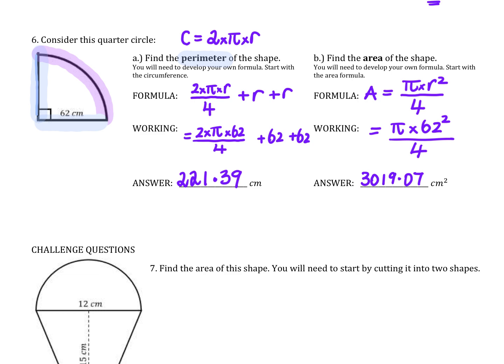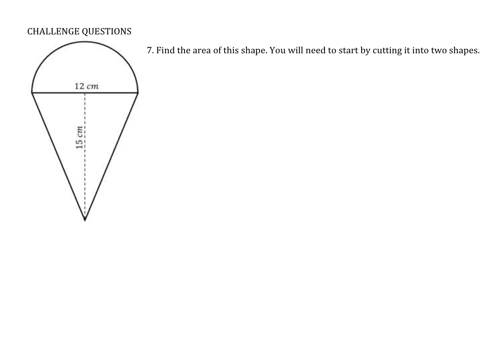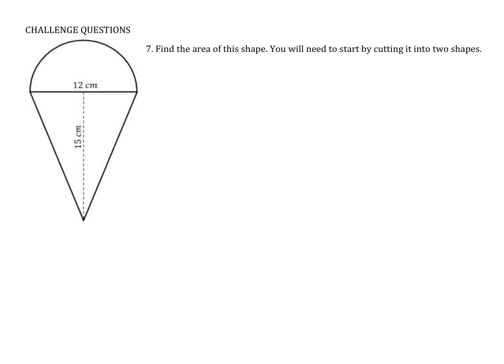Okay, we are now up to the challenge questions. These ones are even harder. Find the area of this shape. You'll need to start by cutting it into 2 shapes. Well, can you see what 2 shapes I've got here? Up the top. What's this that I've got at the top? I've got a semicircle. I'm going to call this bit here shape A, and it's a semicircle.